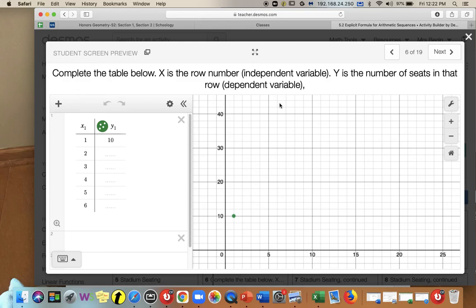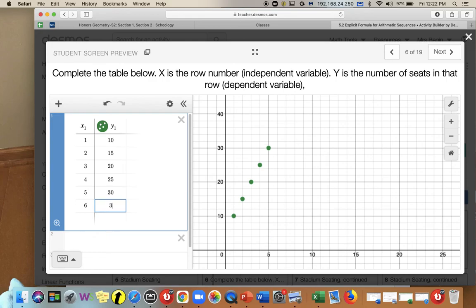Complete the table below. So this is that same problem that we had before where we're adding 5 every time. So in the first row, there's 10 seats, then there's 15, then there's 20, 25, 30, and 35. Okay, so there's what the graph looks like. And keep in mind that x is the row number, so in row 1, there's 10 seats. Seats is the dependent variable because whatever row there is, the number of seats depends on that.